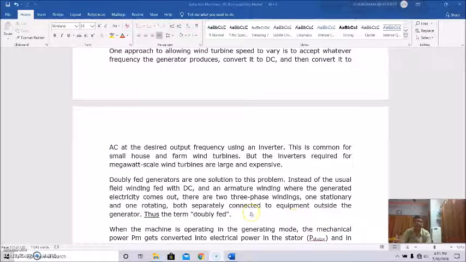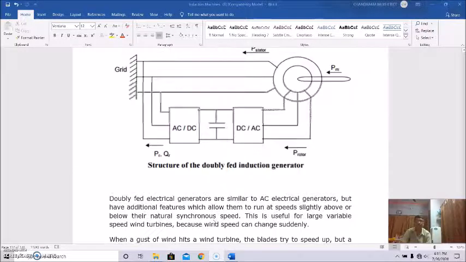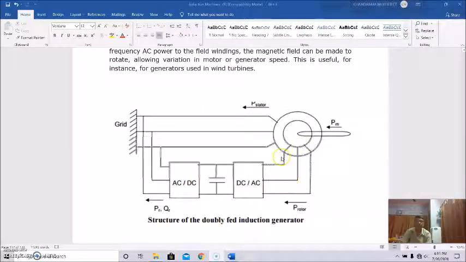So instead of using the usual field winding fed with DC and an armature winding where the generated electricity comes out, there are two three-phase windings, one stationary and one rotating, both separately connected to the equipment outside the generator, and thus the term doubly fed. So this is actually doubly fed.